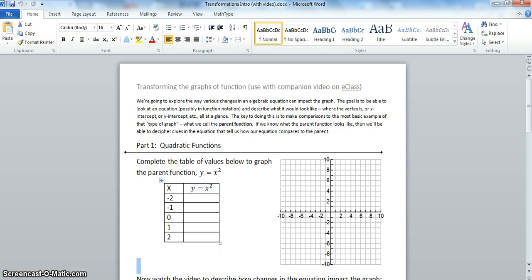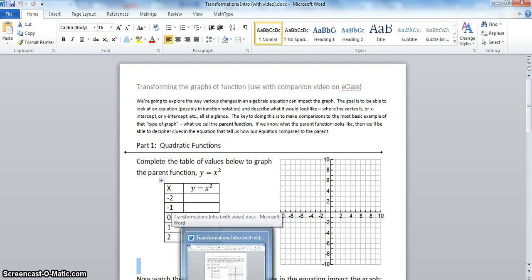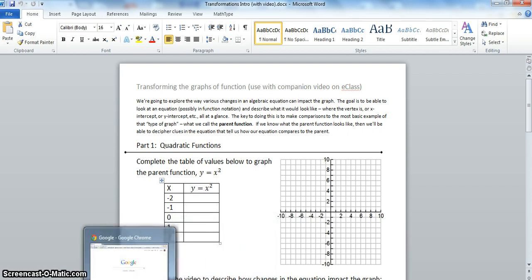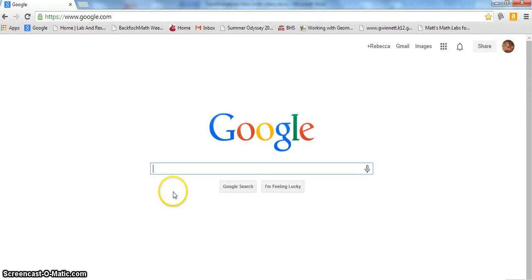So first off, we're looking at quadratic transformations, or quadratic functions, excuse me. And we haven't really studied quadratic functions at this point, and so I wanted to use them mainly to point out that you really don't even have to know anything about a particular type of function in order to see what various transformations can do to it.